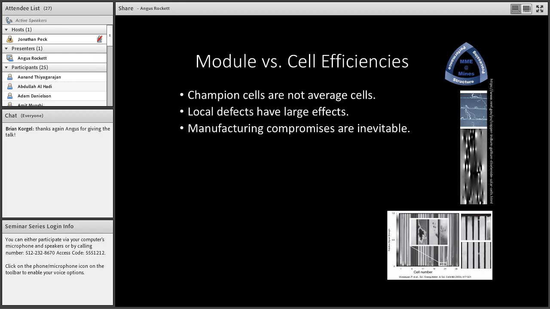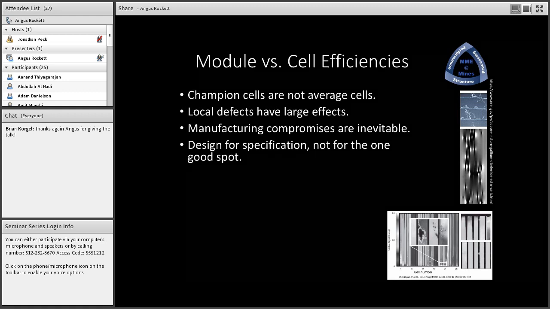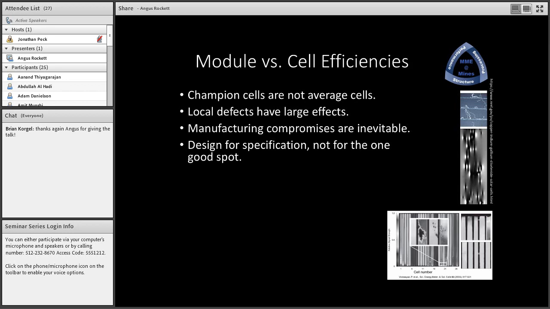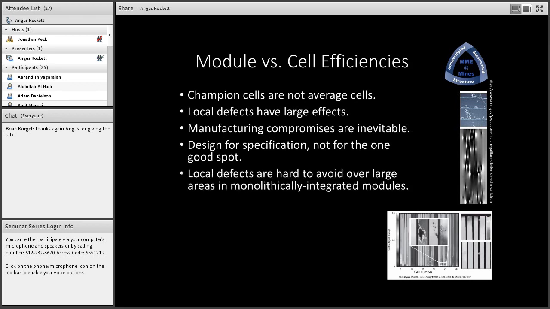And in particular, if you're making modules, manufacturing compromises are inevitable. You pretty much have to move away from how you make a champion cell in order to make your process manufacturable, which is why the champion cells that I mentioned from Solar Frontier, Solibro, and Mia Soleil being approximately 19% is important, because those are manufacturable technologies.